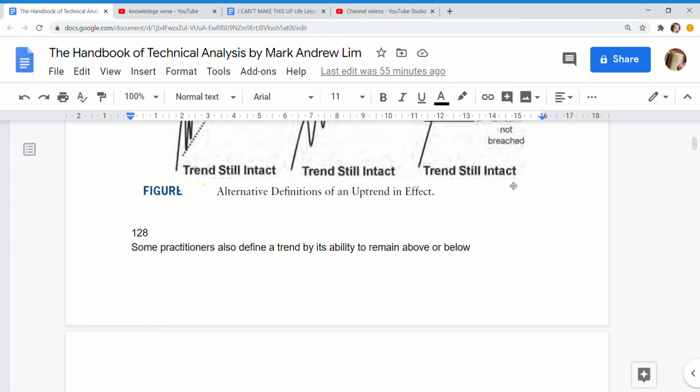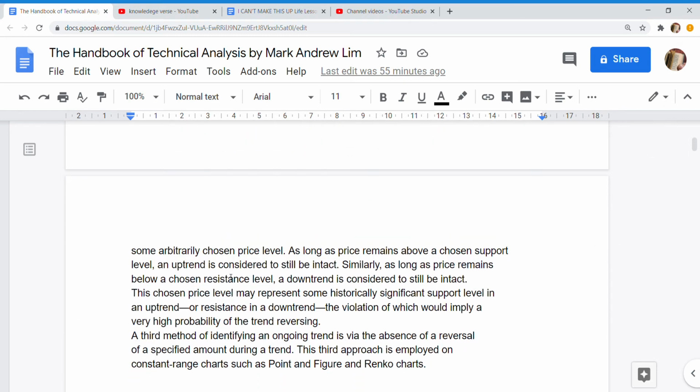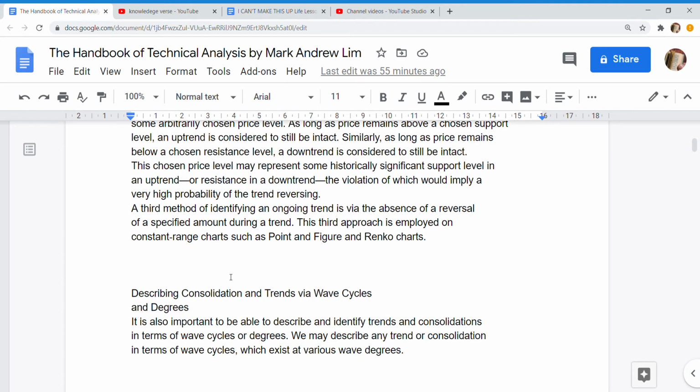Some practitioners also define a trend by its ability to remain above or below some arbitrarily chosen price level. As long as price remains above a chosen support level, an uptrend is considered to still be intact. Similarly, as long as price remains below a chosen resistance level, a downtrend is considered to still be intact. This chosen price level may represent some historically significant support level in an uptrend, or resistance in a downtrend, the violation of which would imply a very high probability of the trend reversing.